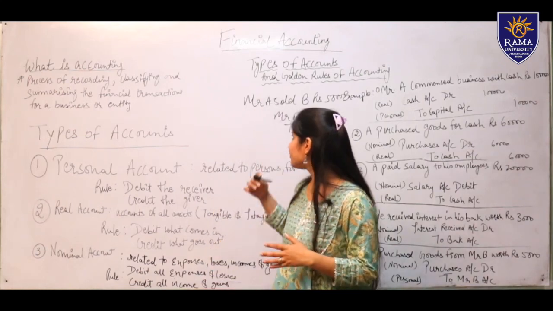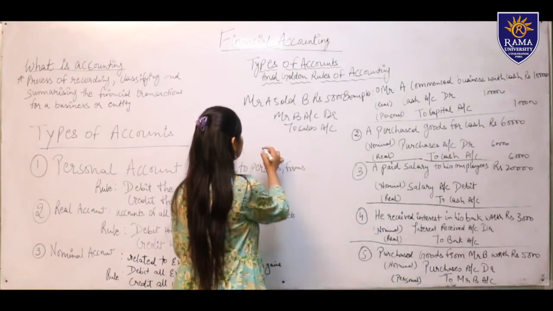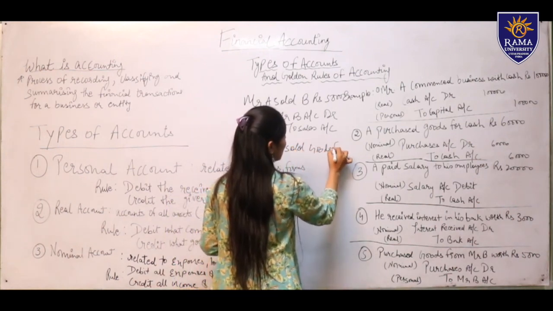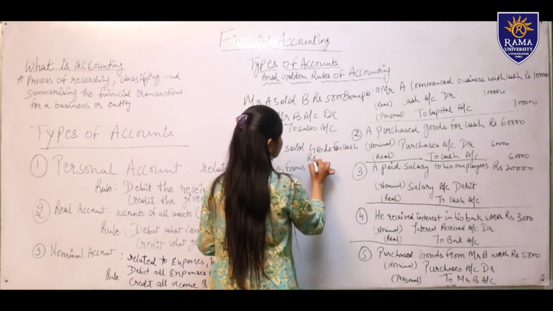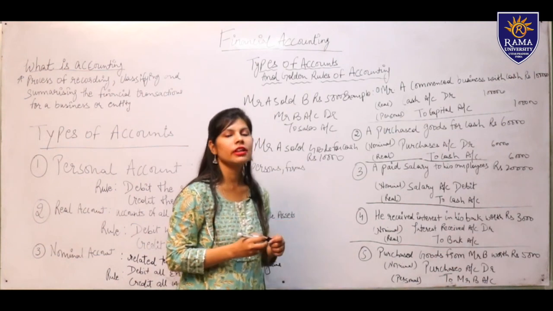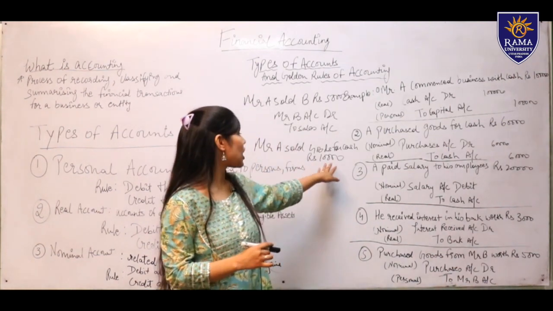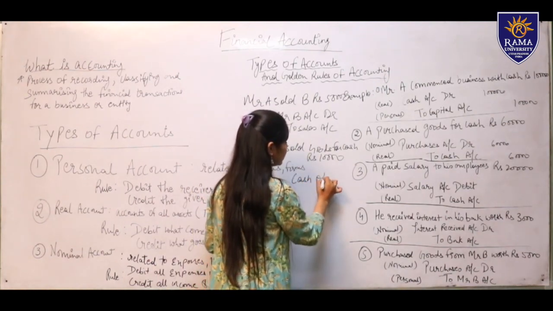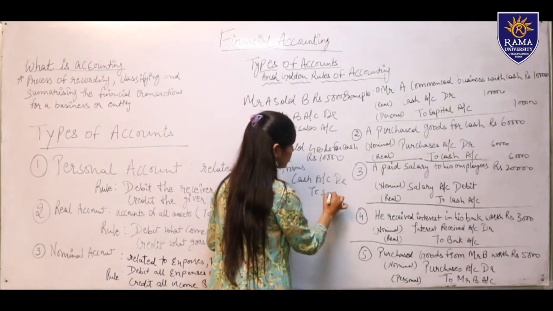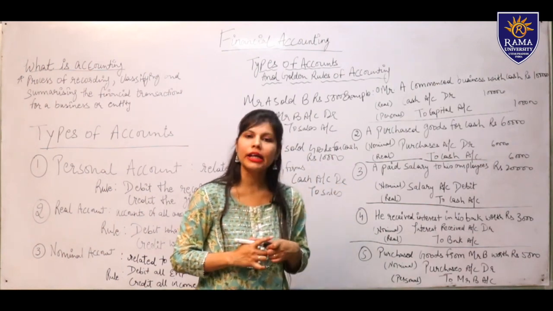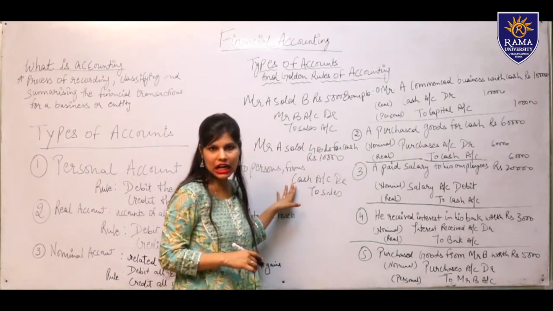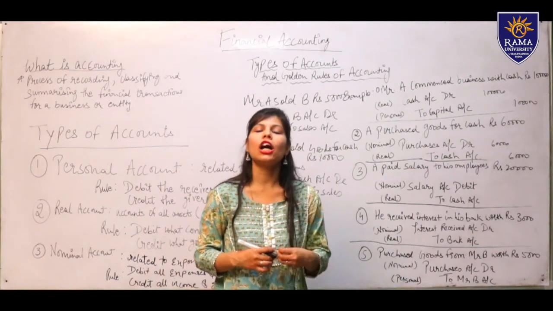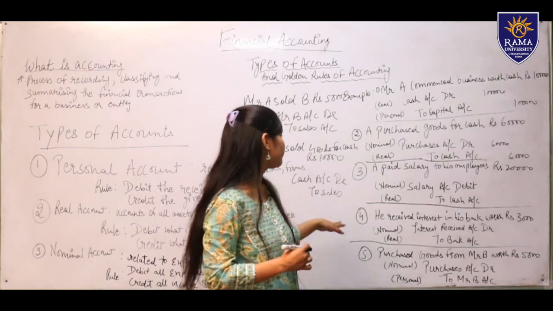Okay, and if we want to take another example, we can say: Mr. A sold goods for cash, rupees 10,000. Here the entry will be cash account debit to sales account. Here the cash is coming in, that is why we have debited cash, debit what comes in, and we have credited sales because our goods are going out, and that is why we have credited it.